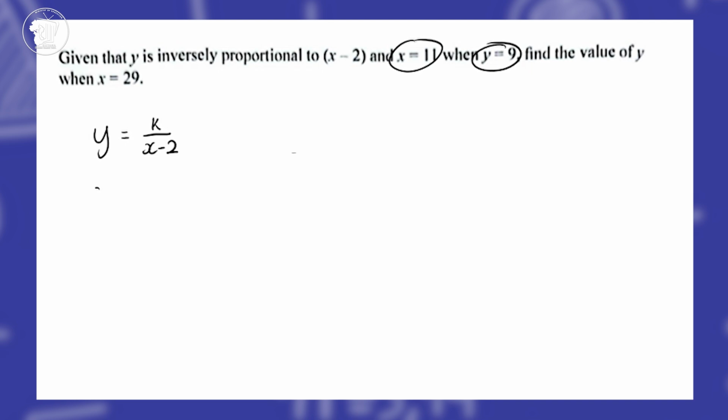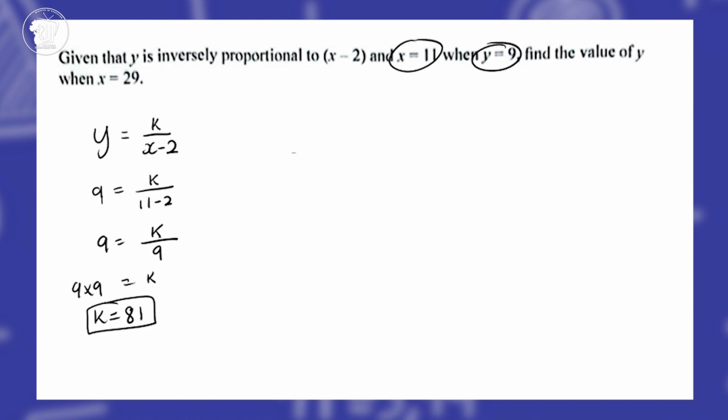So 9 is equal to k over 11 minus 2, which is 9. Hence k would be equal to 9 multiplied by 9, so k is equal to 81. The value of k, which is the constant, is 81. K is the important thing that you must find when you're dealing with any proportional or variation question. So we have our value for k.